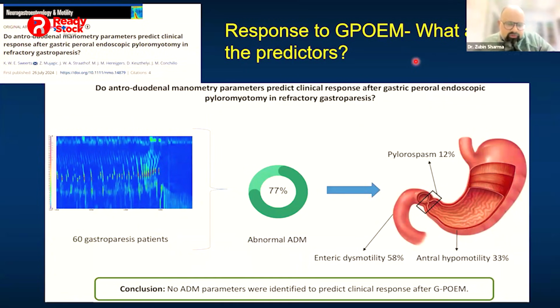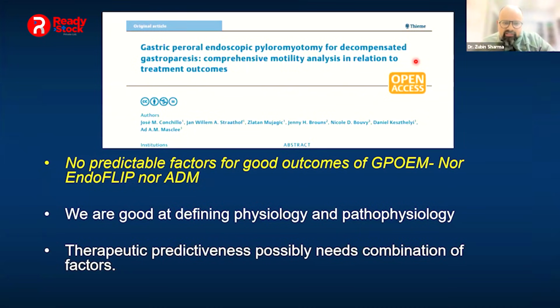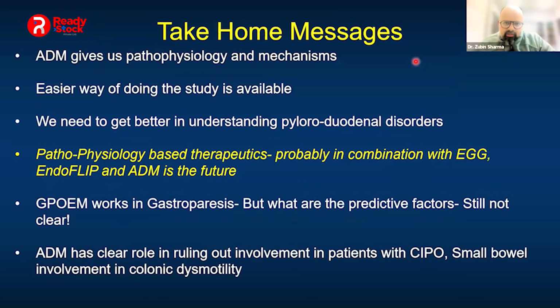Does it predict response to GPOM right now? No, it doesn't. Even EndoFLIP is not a predictive factor, and that is the newest technology available for the pylorus. So practically, we are good at defining the physiology and pathophysiology, but therapeutic predictiveness is still something which is out there. So ADM will give you pathophysiology and mechanisms, and an easier way of doing a study is available now.